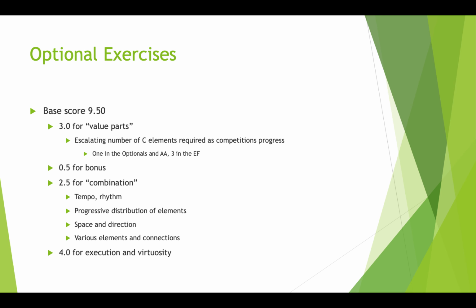All right, so when it came to the optional exercises, the base score was 9.5. 3 points comprised value parts, meaning some required combination of A, B, and C elements, and the number of C elements required progressed as the competitions became more difficult. So 1 C skill was required in the optionals and the all-around, and 3 were required in the event finals. 0.5 came from bonus in order to reach a 10.0 start value. More about that on the next slide.